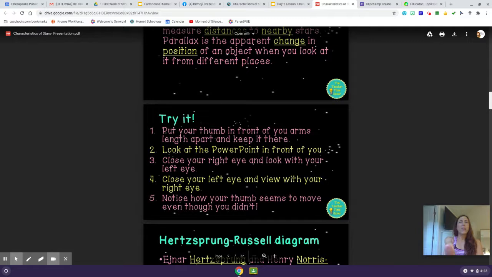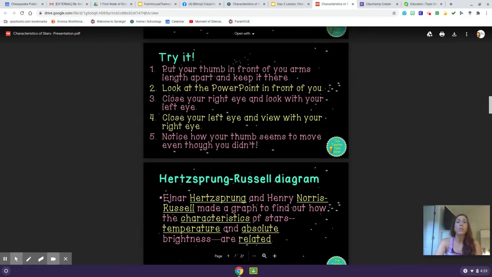Noting the position of your thumb and then switching so that you close your left eye and look with your right eye. And you'll notice that your thumb seems to move even though you didn't move your thumb. So that's an example of how parallax works. We look at the position of a star from different positions on Earth.